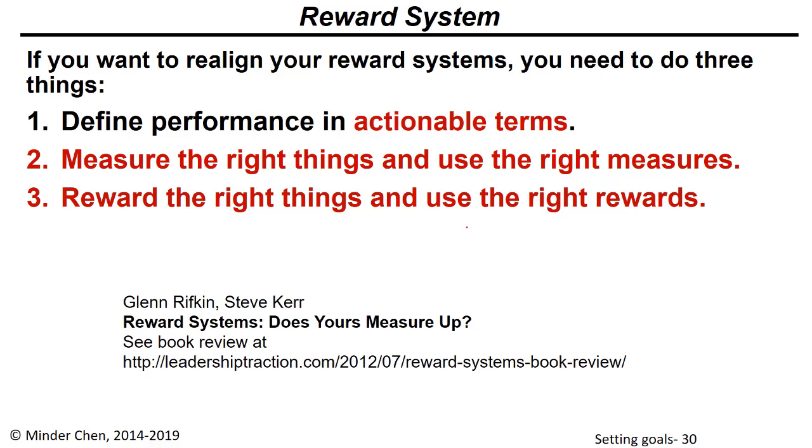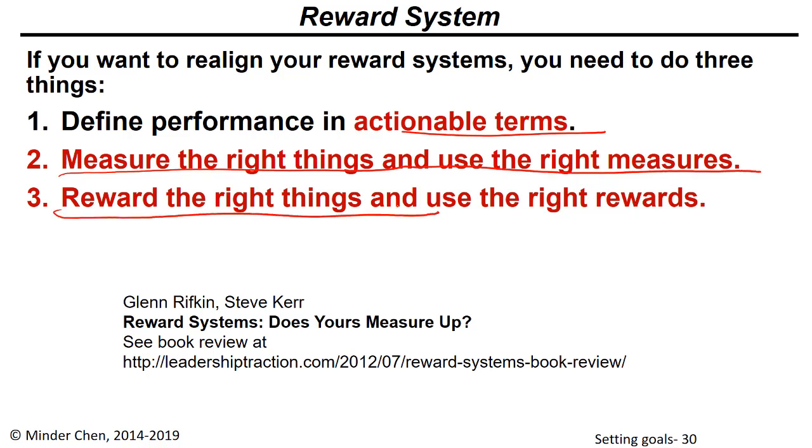So if you want to realign your reward system, you need to do three things. Realign your reward system to your business strategy, to your vision, to your mission. We need to define performance in actionable terms. We need to measure the right thing using the right measure. We need to reward the right things and use the right reward. The last two are important ones. This is actually from a book called Reward Systems by Steve Kerr and his colleagues.